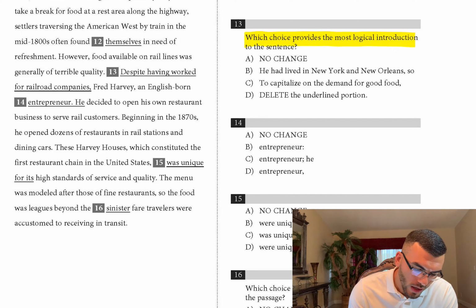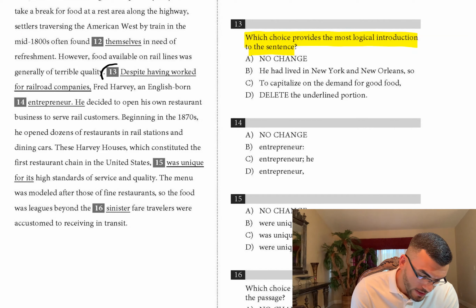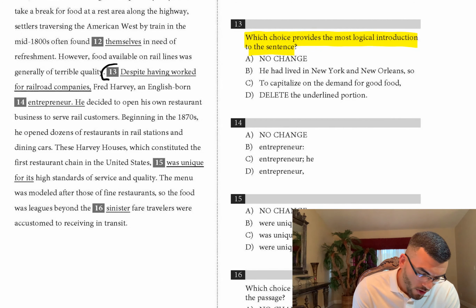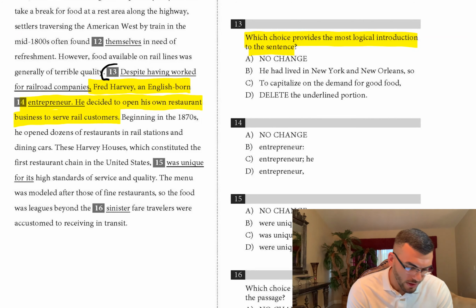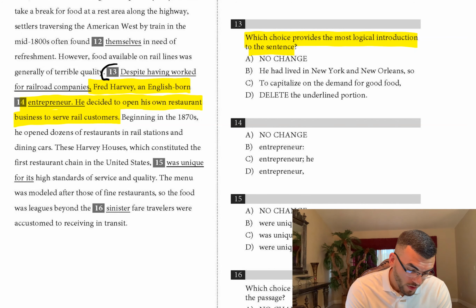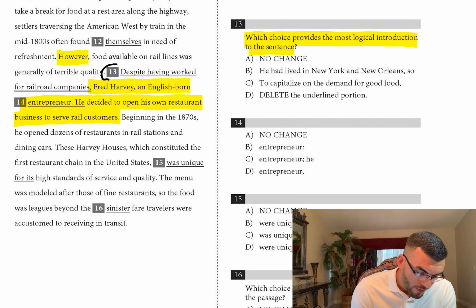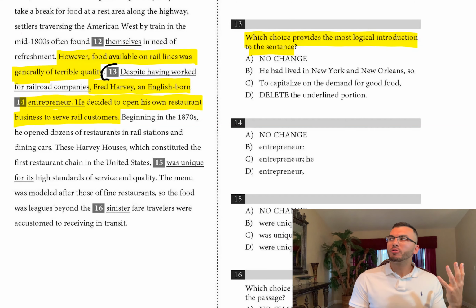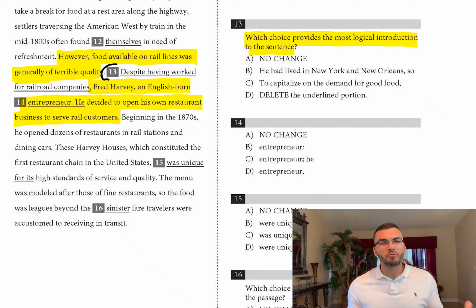So which choice provides the most logical introduction to the sentence? So here's the sentence. Let me see what the rest of the sentence is about. Fred Harvey, an English-born entrepreneur, decided to open up his own restaurant business to serve rail customers. So he opened up his own restaurant business to serve rail customers. Let me see what came before that. Food available on the rail lines was generally of terrible quality. Okay, so food on the rail lines was of terrible quality. So he opened up his own restaurant to better serve the rail customers.